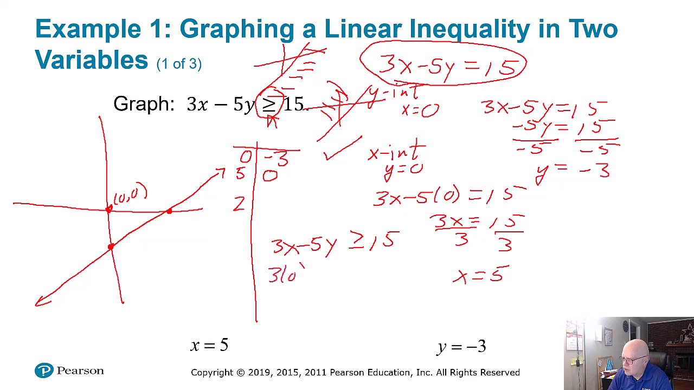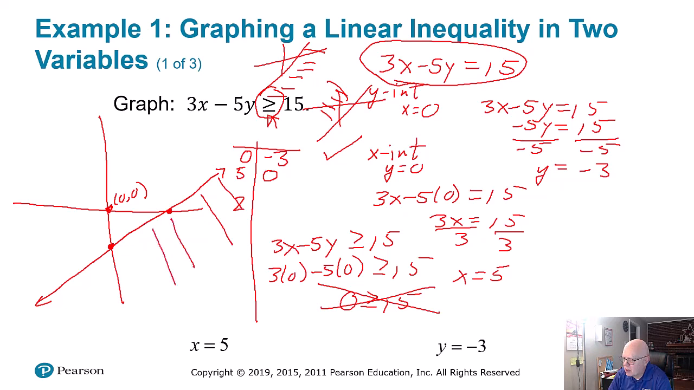So 3 times 0 minus 5 times 0 greater than or equal to 15. 0 greater than or equal to 15. No, I picked the wrong side, so I'll shade in the other side. And that is the graph. And notice it not only includes this half of the plane, but it also includes everything that's on the line as well, because I had greater than or equal to 15. And there you go. That's how you work it.